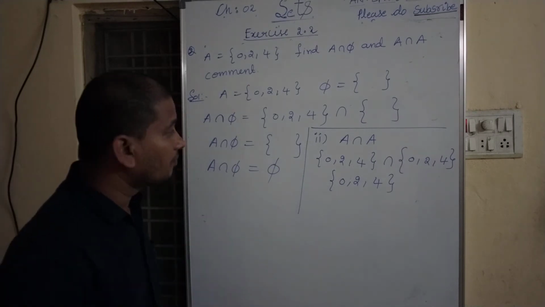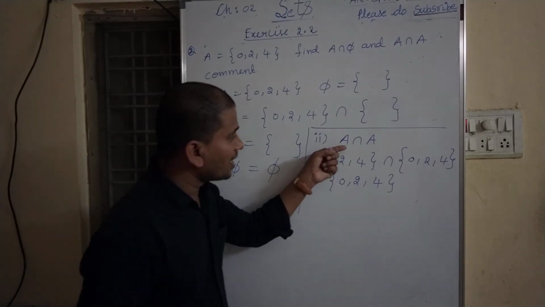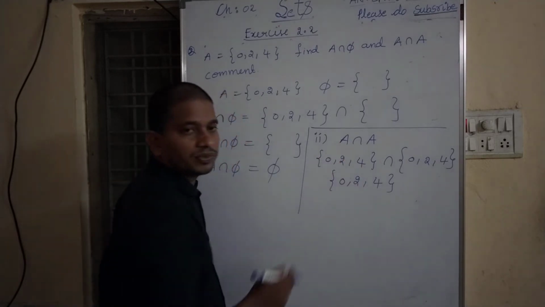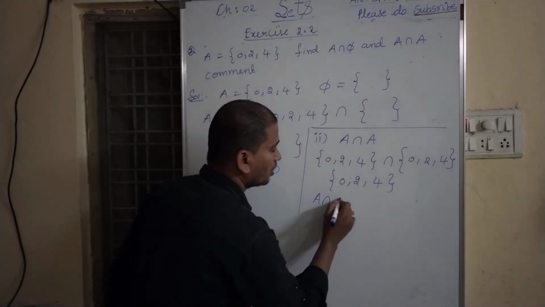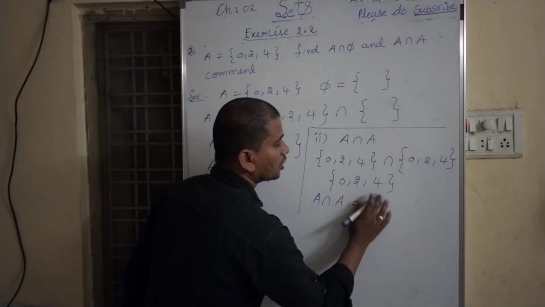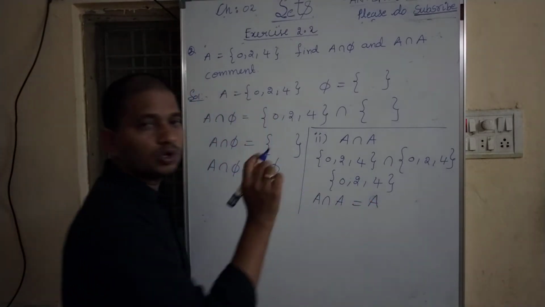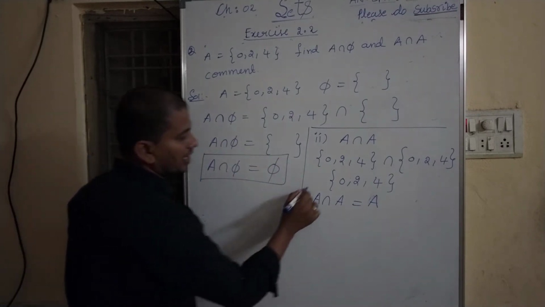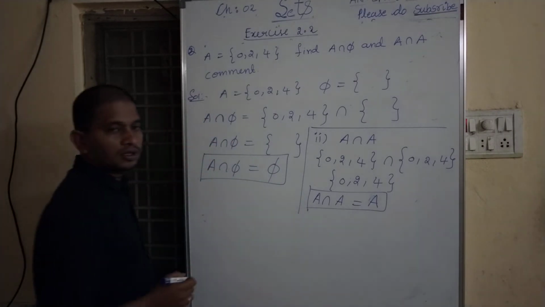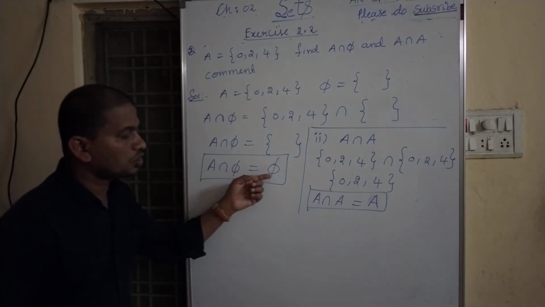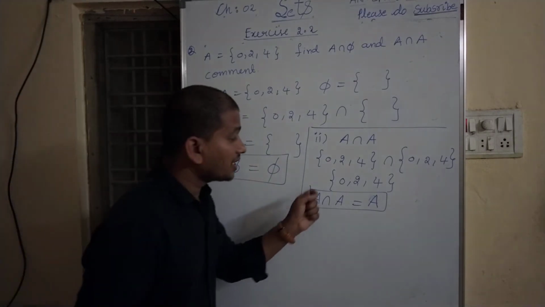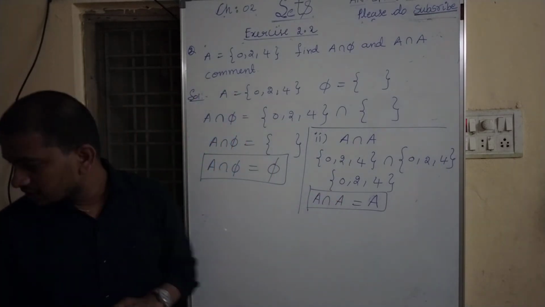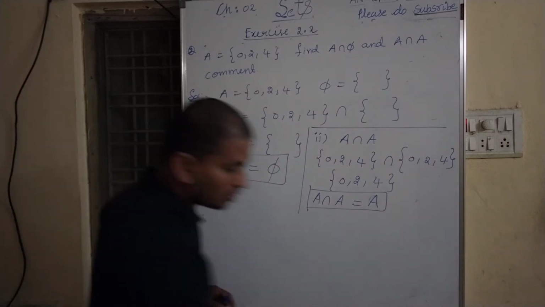What do you observe here? When A intersection A, we also got 0, 2, 4. From this we understood A intersection A is also A only, which is very, very important. A intersection pi is equal to pi. A intersection A is equal to A. Got it? This is our second question. Coming to the third question.